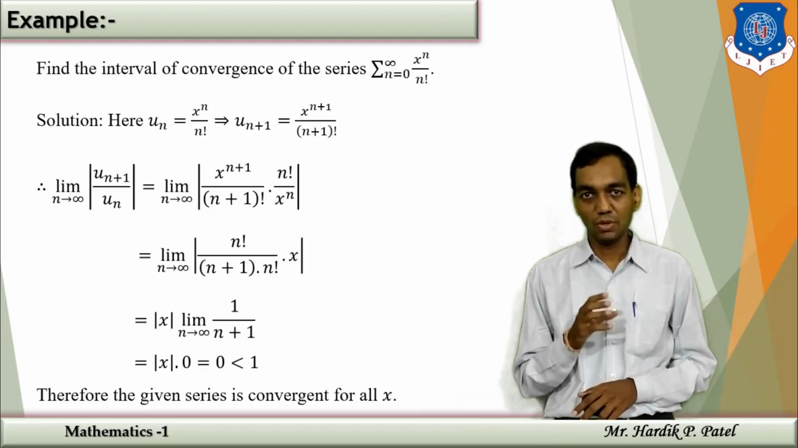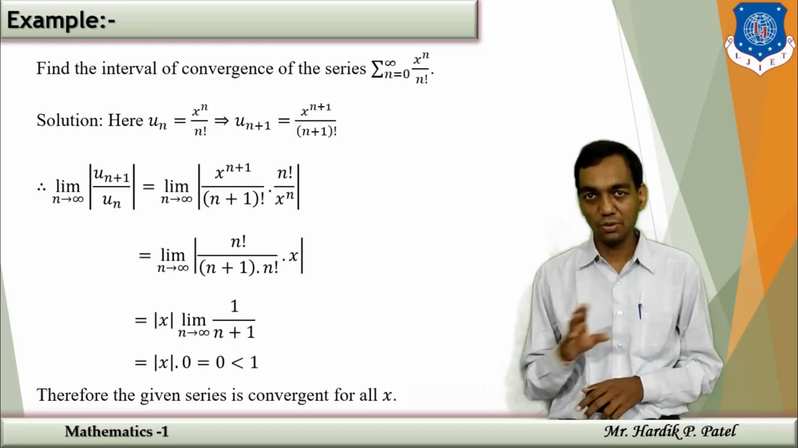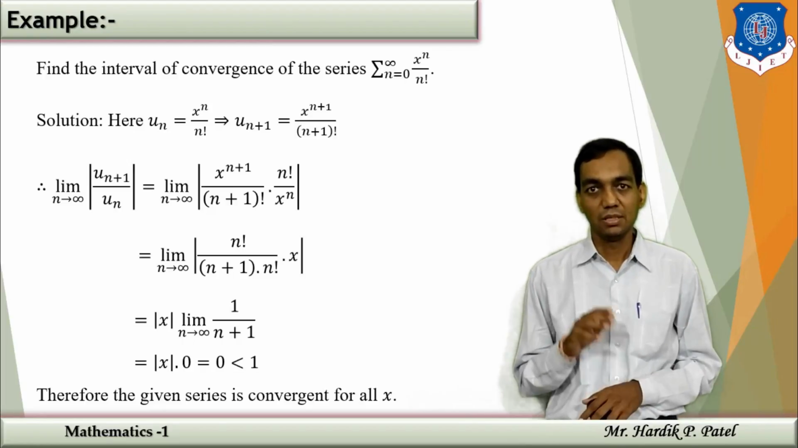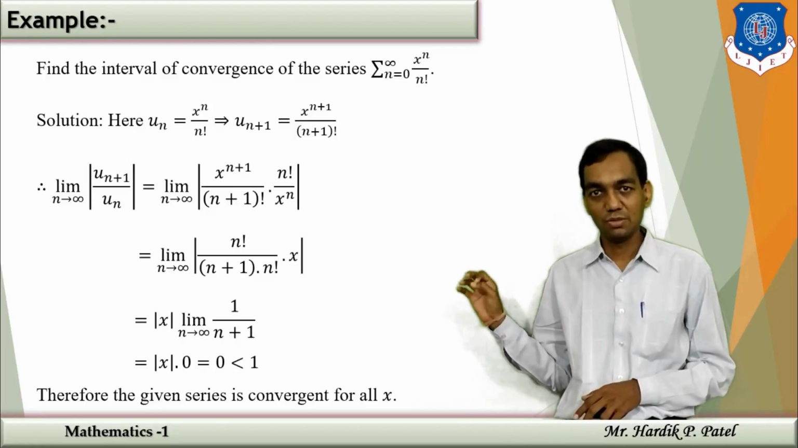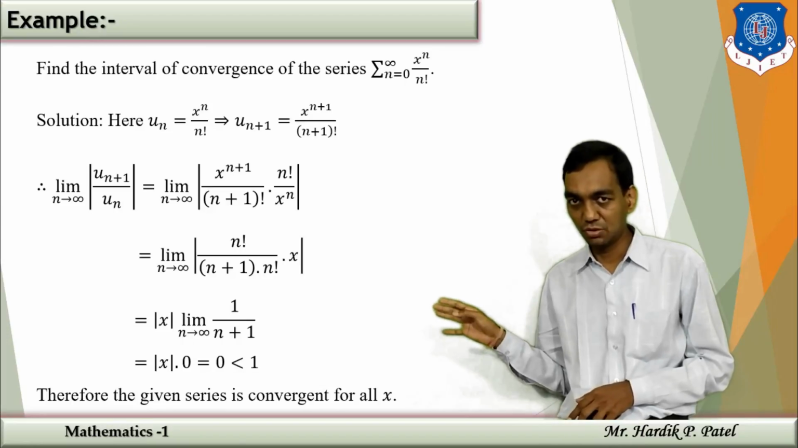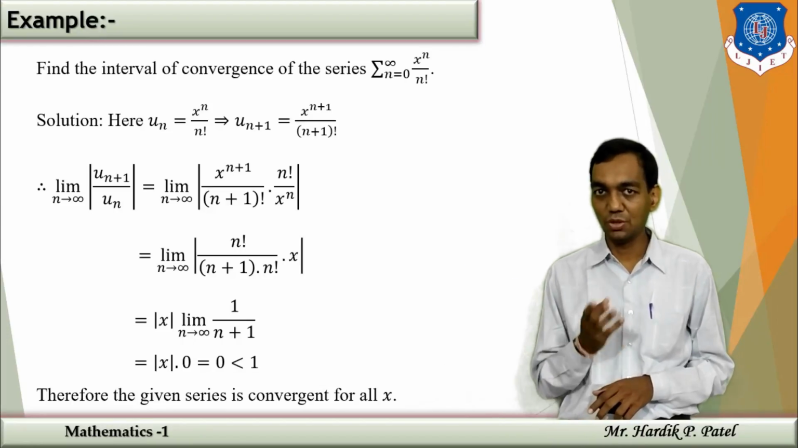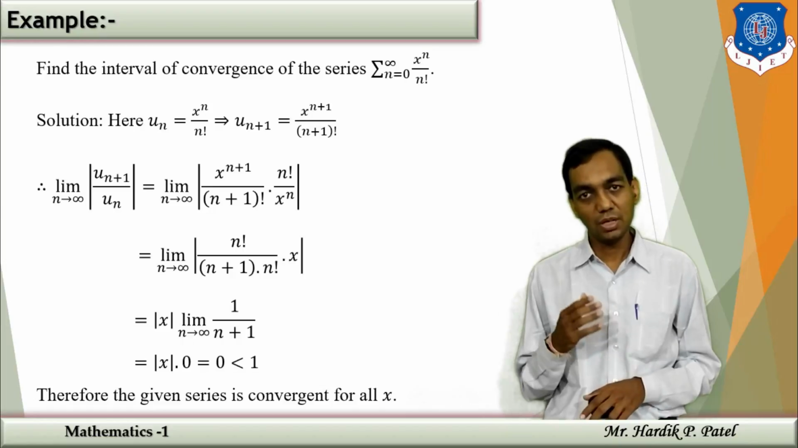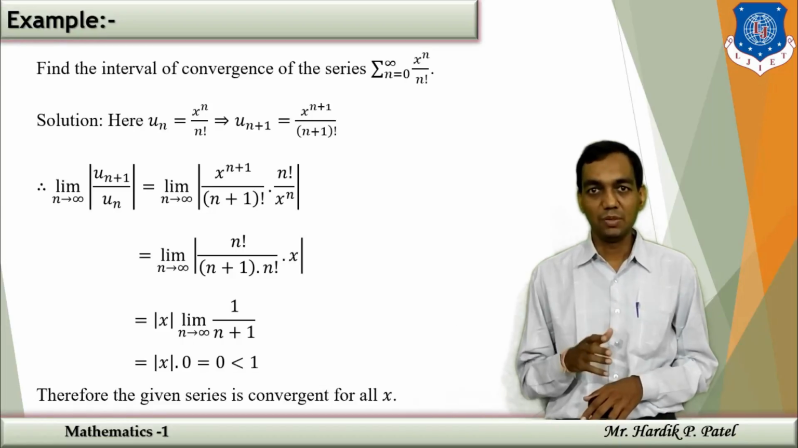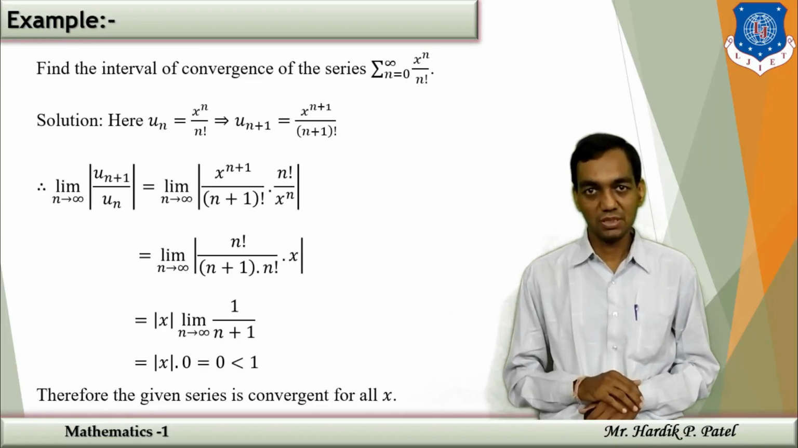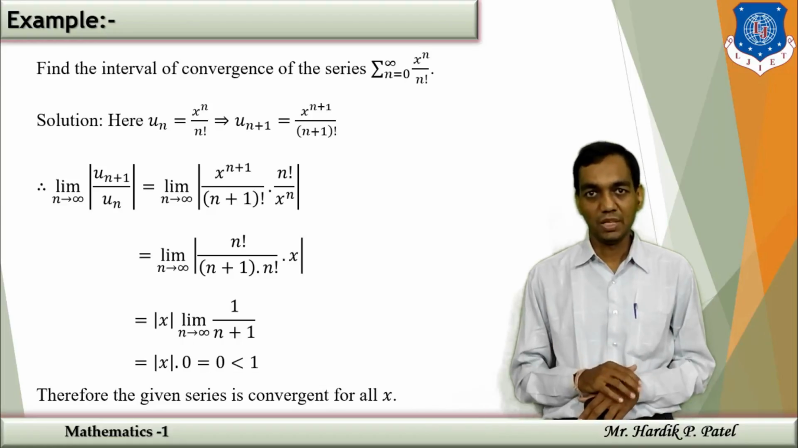Now see, your limit does not depend on the values of x. That's why you have the value 0, and it is less than 1. So if you apply the ratio test, then your series is convergent for any value of x. That means your ROC, the radius of convergence, is infinity.